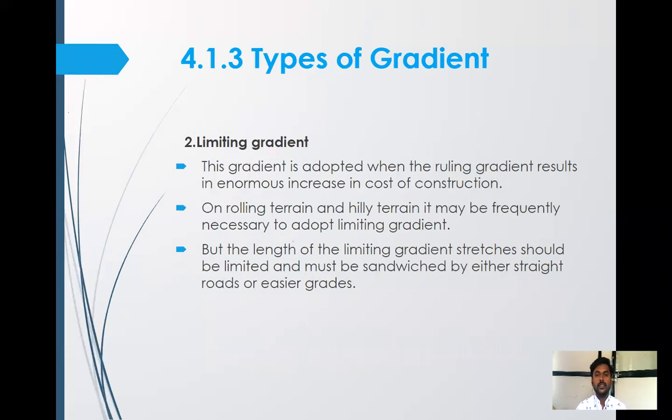Then the limiting gradient is adopted when the ruling gradient results in an enormous increase in the cost of construction. Okay, this gradient comes into the picture when the cost of the ruling gradient goes on increasing. At that time, we have to go for the limiting gradient. On rolling terrain and hilly terrain, it may frequently be necessary to adopt the limiting gradient.